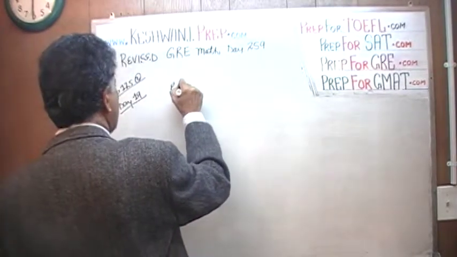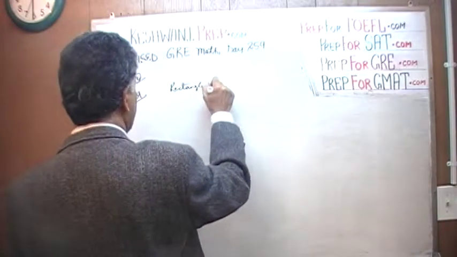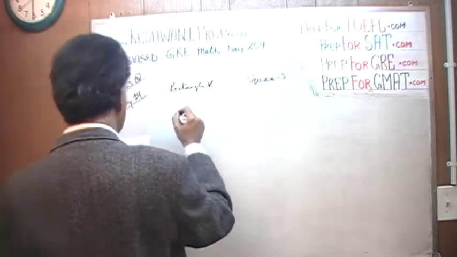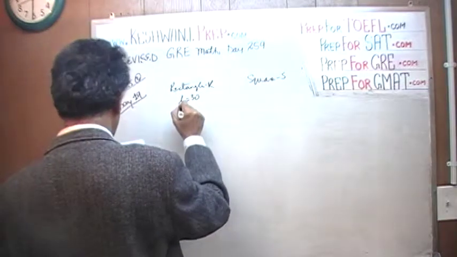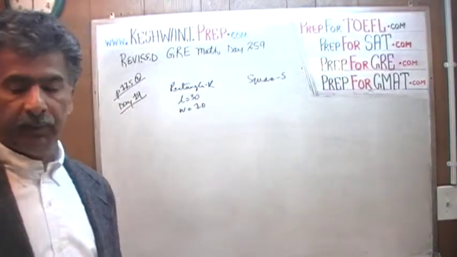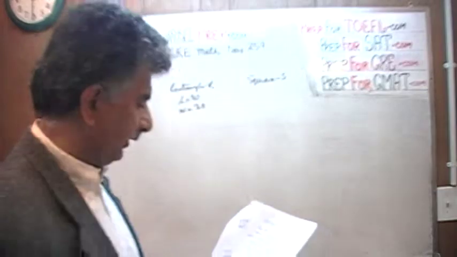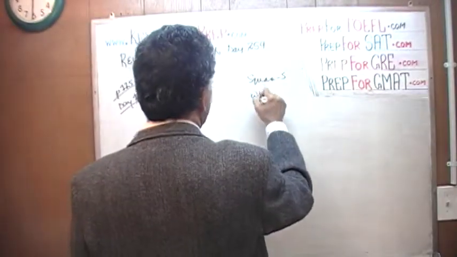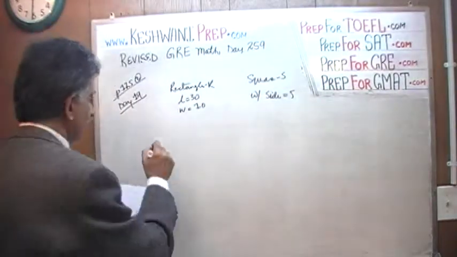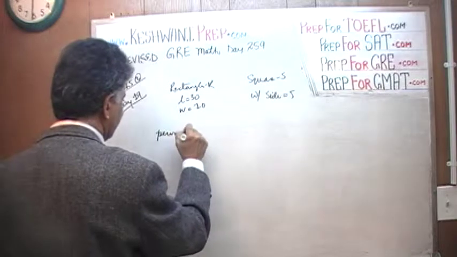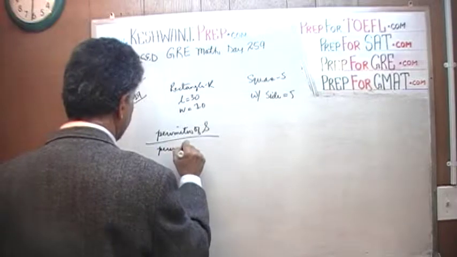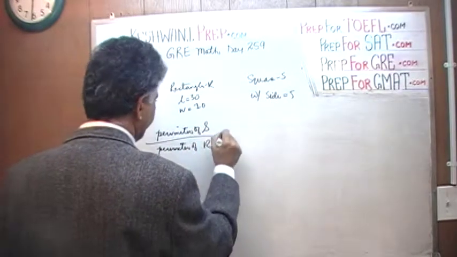We have a rectangle, which they are calling R, and we have a square, which they are calling S. The rectangle, we are told, has a length of 30 and a width of 10, and the square, we are told, has a side equal to 5. And the question simply is, what's the ratio of the perimeter of the square versus the perimeter of the rectangle?